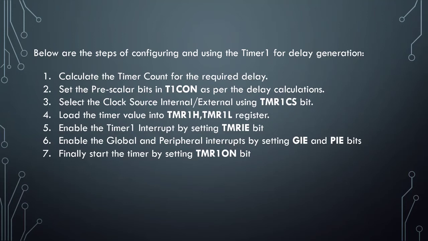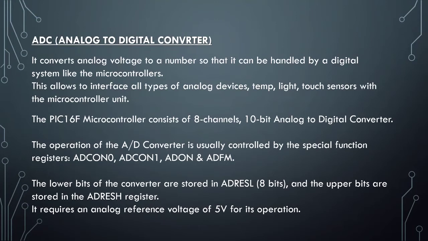Remember, timer 0 and timer 2 are 8-bit, but timer 1 is 16-bit. So it has an additional step, which is step 3 for timer 1, whereby we need to select the clock source, internal or external, using the timer 1 CS bit. Next, we need to load the timer value into the TMR1H and TMR1L registers. Also enable the timer 1 interrupt by setting the TMR1IE bit. Also enable the global and the peripheral interrupts by setting the GIE and PEIE bits. And lastly, start the timer by setting the TMR1ON bit.